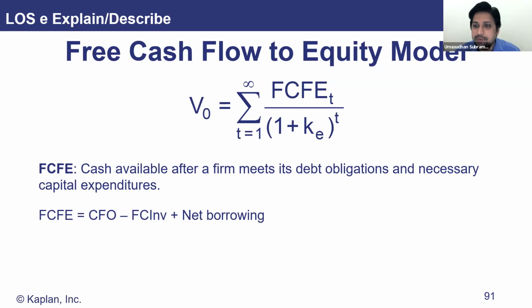Decrease in the borrowing will be deducted. So this is the money available for equity holders. So what we are going to do is we are going to forecast this value for the future until infinity and then discount them to arrive at a value of the company.